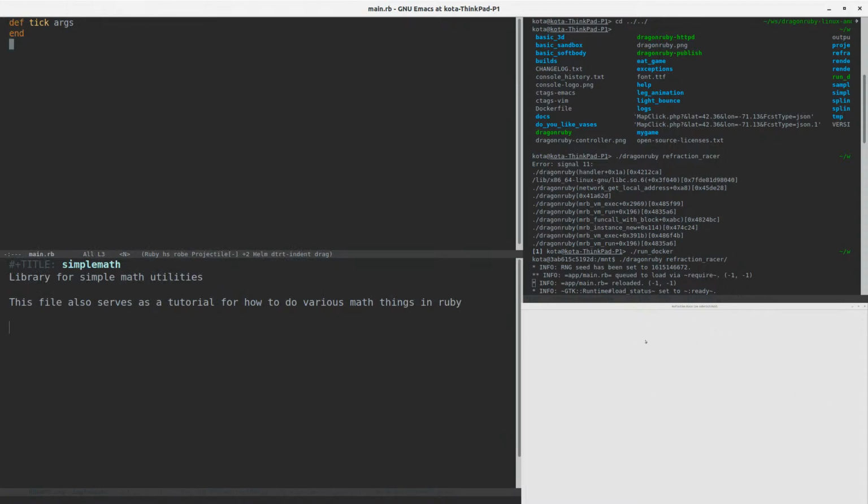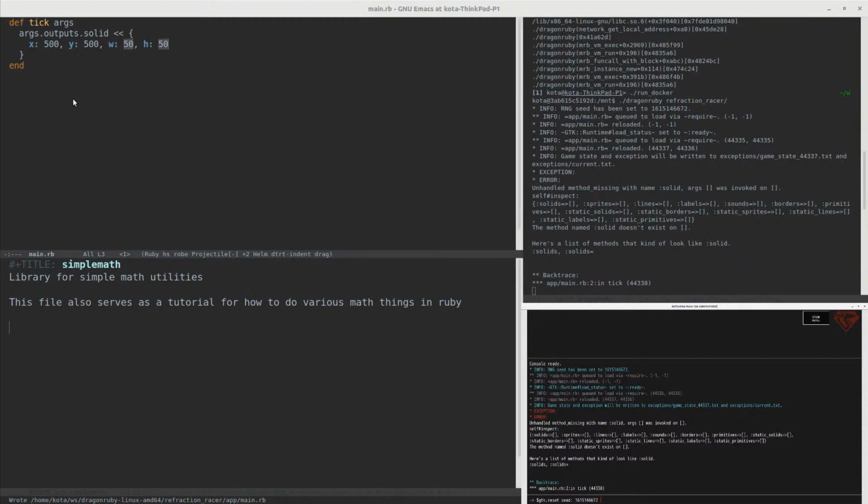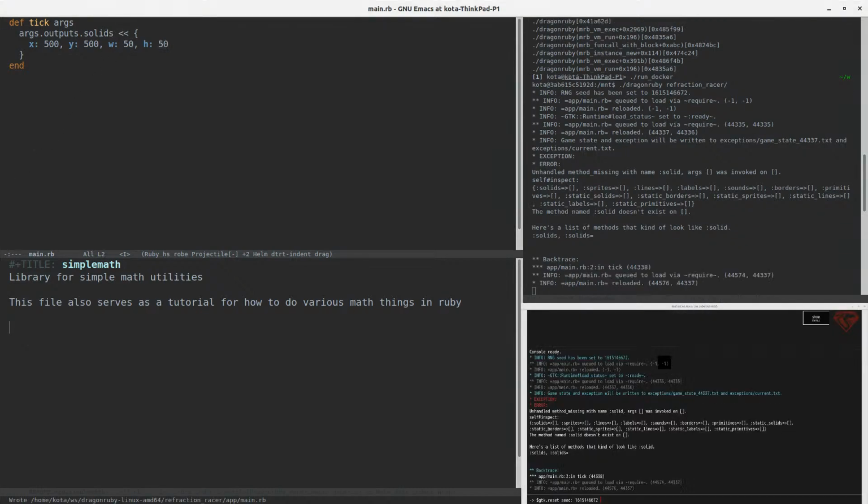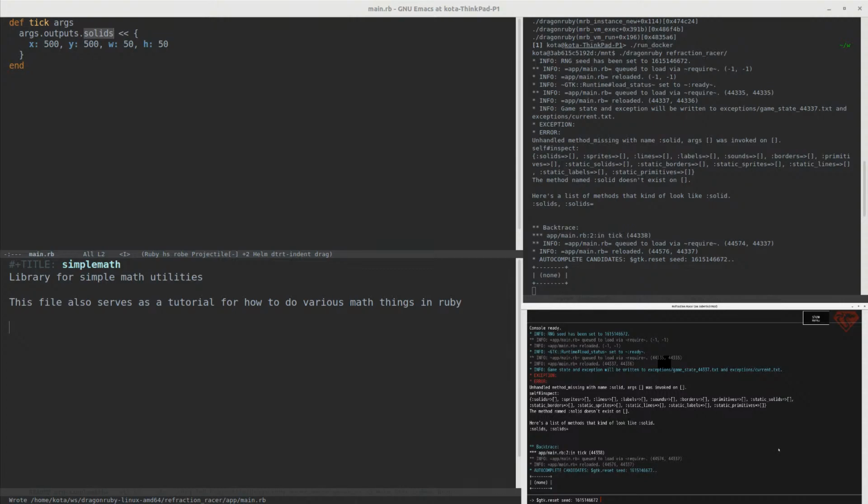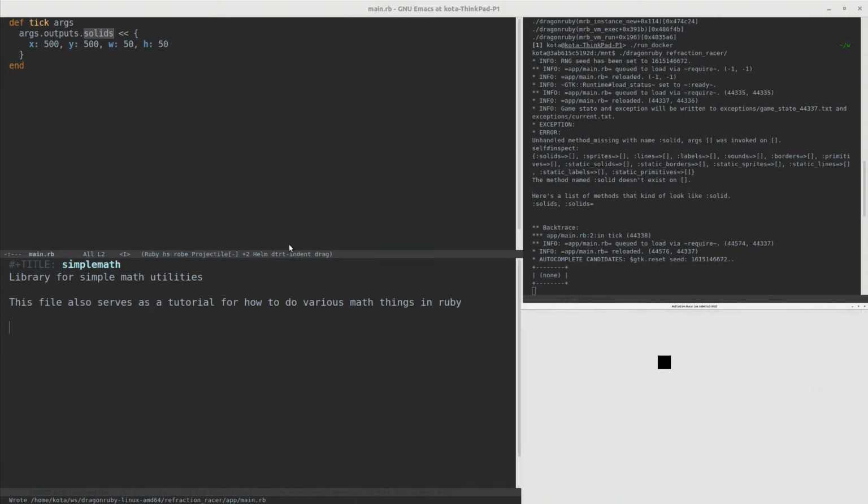And then I think you can probably see the DragonRuby output over here. So we'll just print or display something here to have something on the screen. And then width 50, height 50, and that should be solids. Oh, there we go. Yep, so we have a little screen there. Okay? That sounds all right. We'll get started.